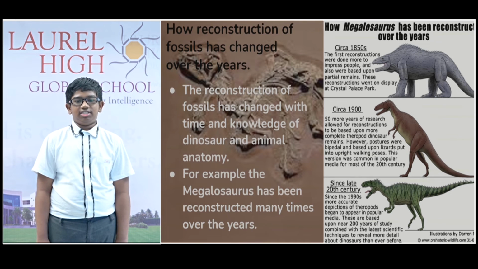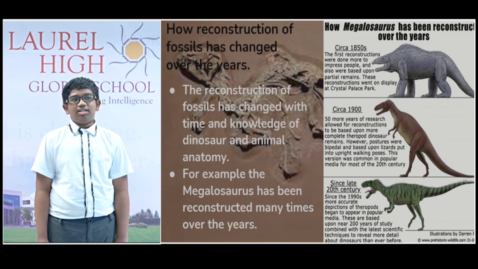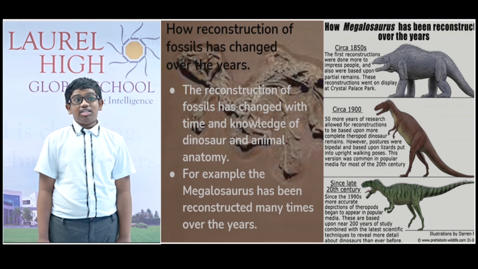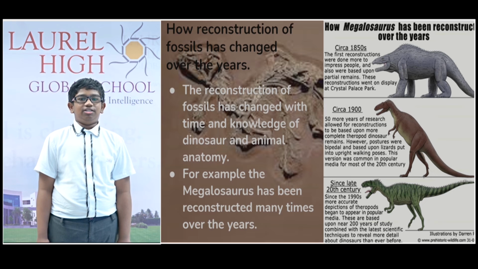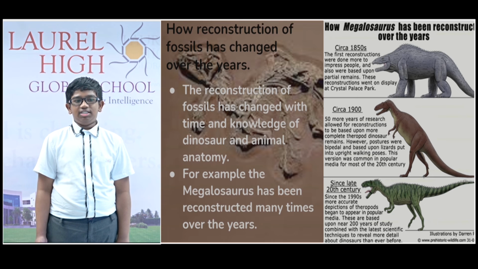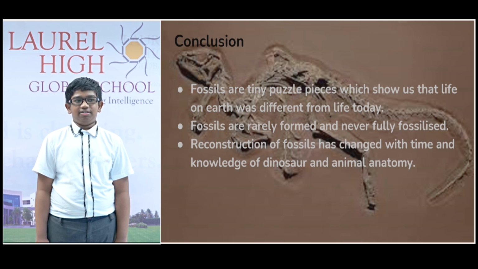How reconstruction of fossils has changed over the years. The reconstruction of fossils has changed with time and knowledge of dinosaur and animal anatomy. For example, the Megalosaurus has been reconstructed many times over the years. The first few fossils were made more to impress people and were also based upon fossil remains. The newer fossils found today are reconstructed with much more knowledge and accuracy.